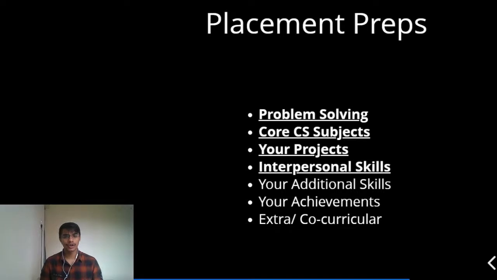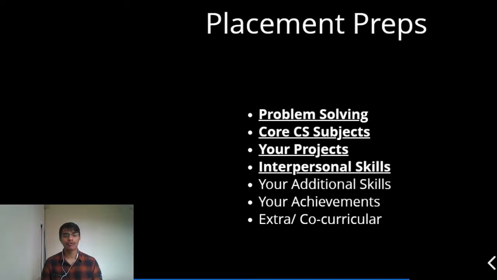The third thing is projects. You have to do good projects. Your interview might start from projects as well. You might be a very good problem solver and have great knowledge of subjects, but if you have not done some good projects, you might be in trouble. Then there are your projects and interpersonal skills. Suppose there is a candidate who is a very good coder, has done great problem solving, has studied fundamental subjects very well, and has done a lot of great projects. Technically he's perfect, we can call him, but he does not have interpersonal skills.